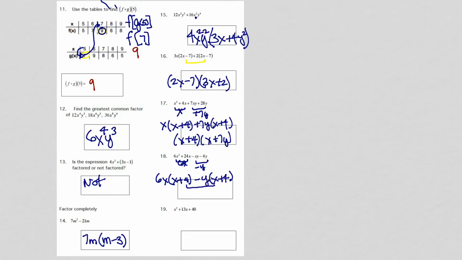And there it is again, that x plus 4, x plus 4. We'll take that out. And if we do that, take out the x plus 4, we're left with that 6x and that minus y. So 6x minus y.